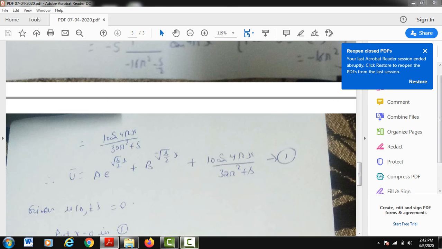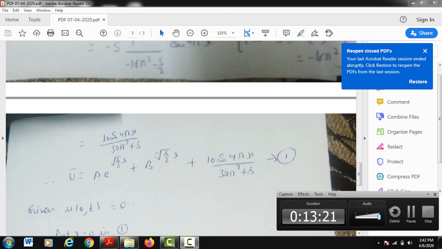so students, I will write the complete solution as u bar is equal to complementary function plus particular integral. So the complementary function is a e to the power root s by 2 x plus b e to the power minus root s by 2 x, plus the particular integral, which is 10 sine 4 pi x over 32 pi squared plus s. So now, students, I will use the conditions to evaluate a and b.